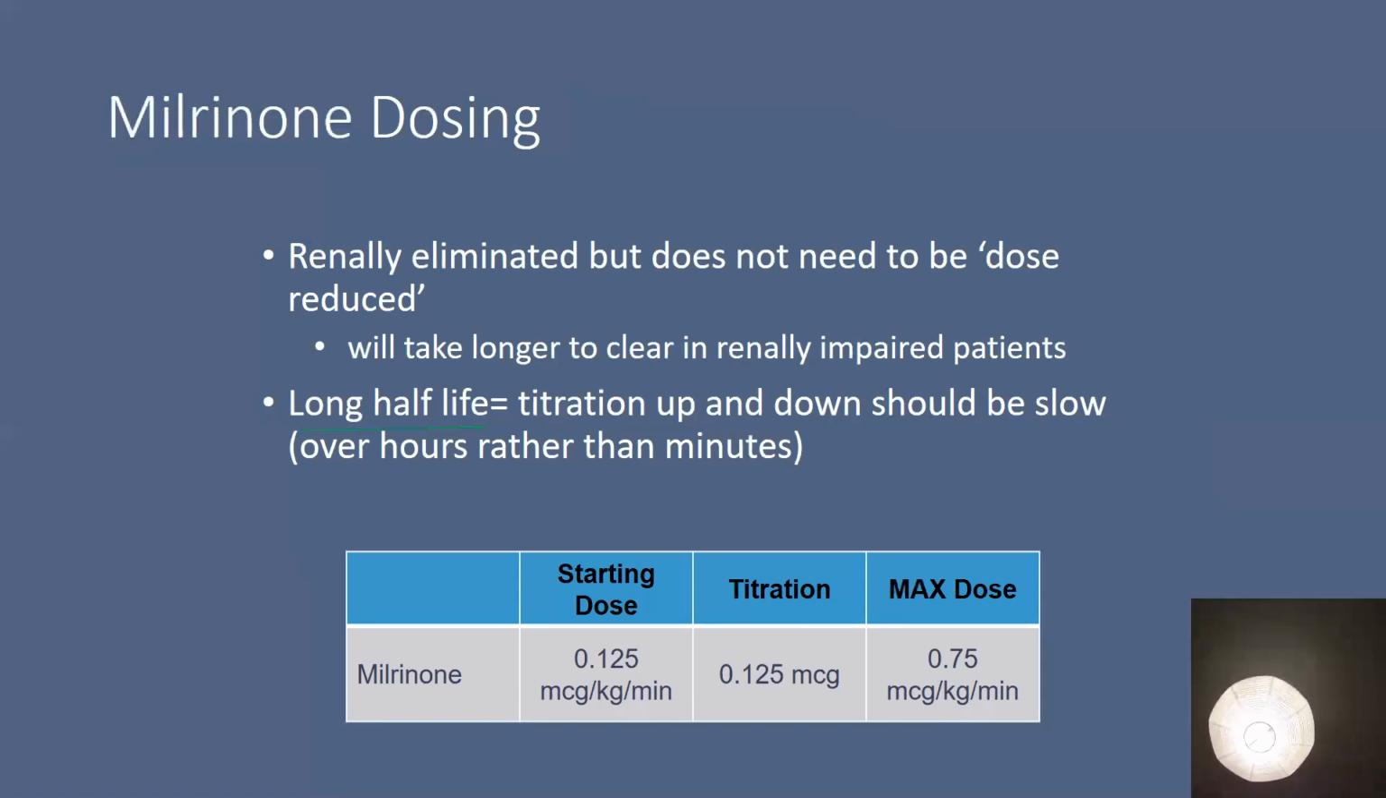So every time you change the dose, it's going to take a couple hours for you to get to the new accumulated steady state. So this is not a drug where we're titrating every couple of minutes. We're titrating every couple of hours or so. And if it's renally eliminated, remember that it's going to accumulate much more, so you want to be sure that your titrations aren't overly aggressive.